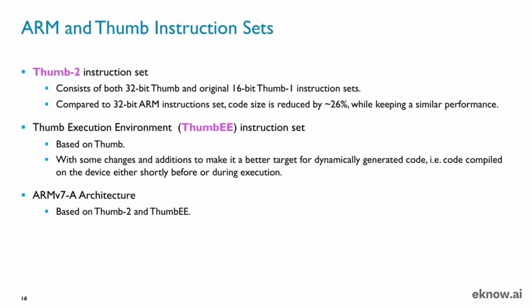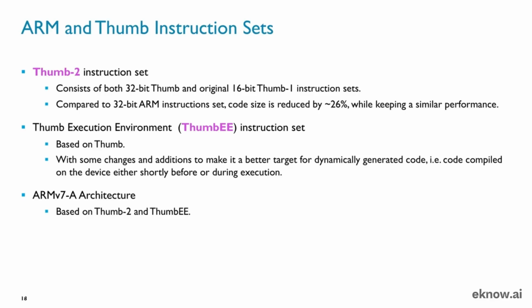Building on what we know about the original Thumb instruction set, let's now look at its evolution, the Thumb-2 instruction set. Think of Thumb-2 as the best of both worlds. It's not limited to just 16-bit instructions. Instead, it's a variable-length instruction set that cleverly combines both 16-bit and 32-bit instructions.